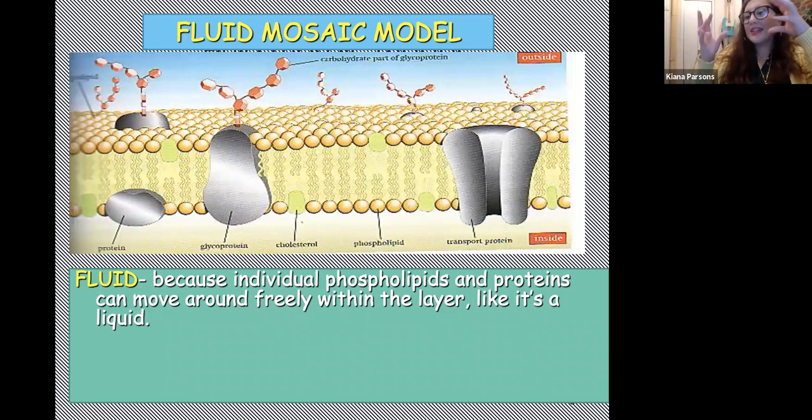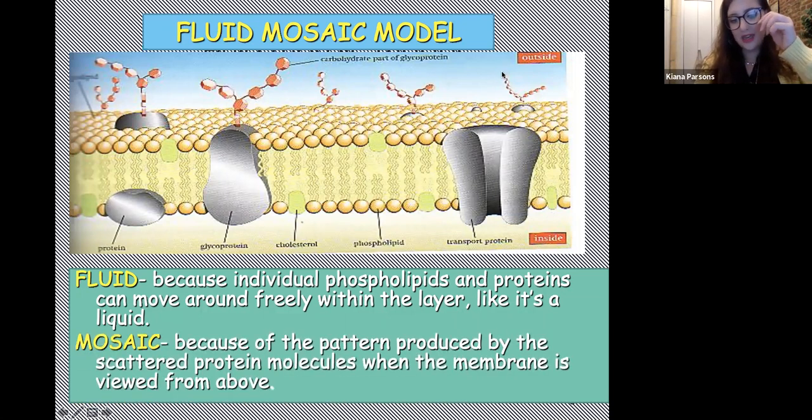However, because it has that oil property, right? That lipid property, it is enclosed. It's not leaking out, but it does move around. Kind of, I'm imagining right now as I describe it to you, a lava lamp, right? And that might help you envision what this fluid mosaic is as far as the cell membrane. And then mosaic, because of the pattern produced by the scattered protein molecules when the membrane is viewed from above.